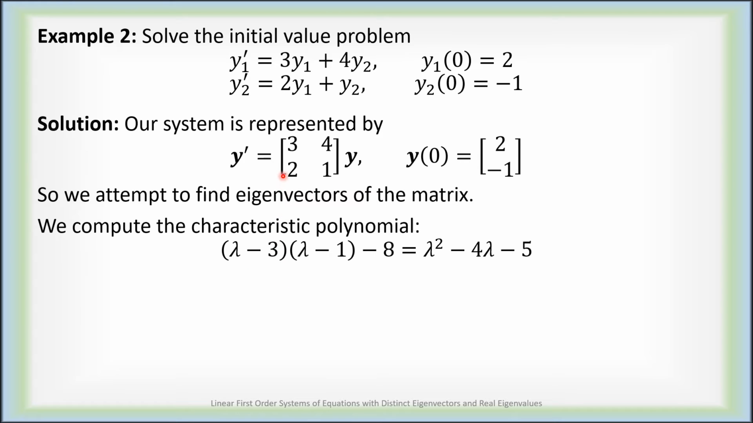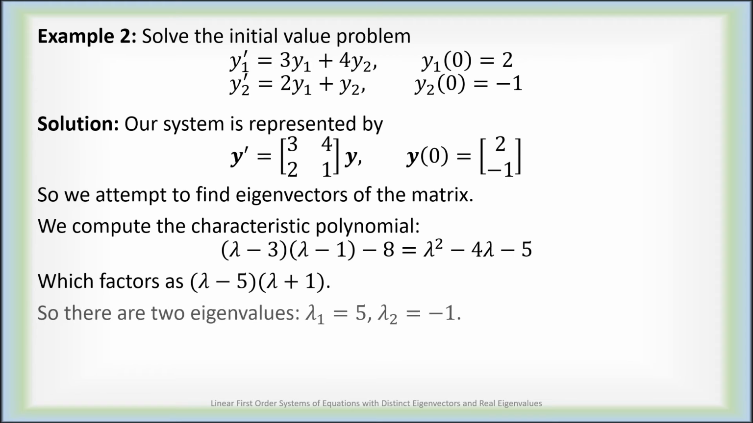If we do lambda I minus A, we get lambda minus 3, minus 4, minus 2, lambda minus 1. So lambda minus 3 times lambda minus 1 minus negative 4 times negative 2. So lambda minus 3 times lambda minus 1, minus 8. Distribute this all out, you get lambda squared minus 4 lambda minus 5, which itself factors nicely as lambda minus 5 times lambda plus 1. So there are two eigenvalues, 5 and negative 1.